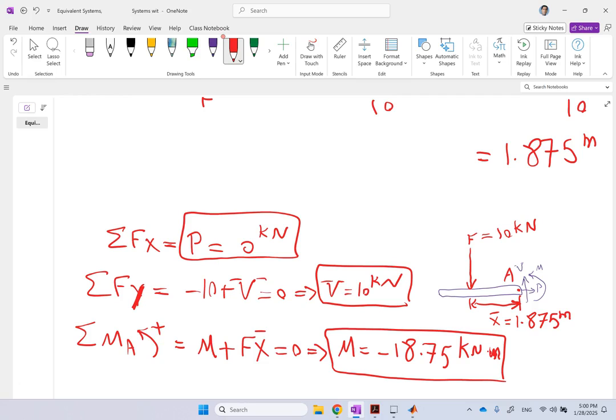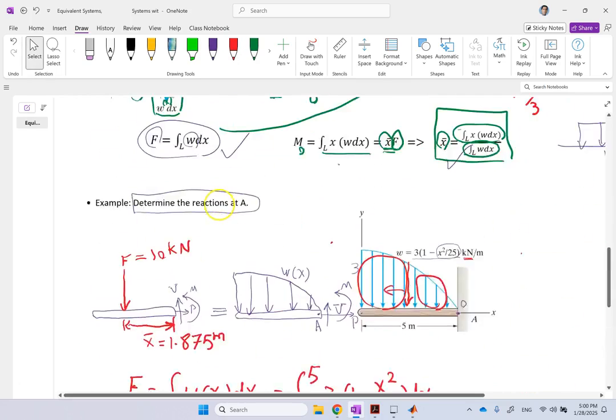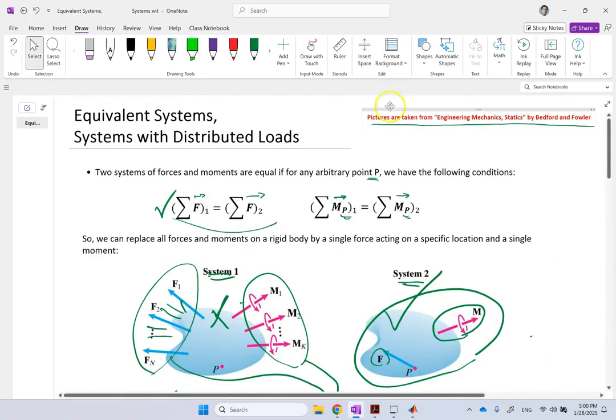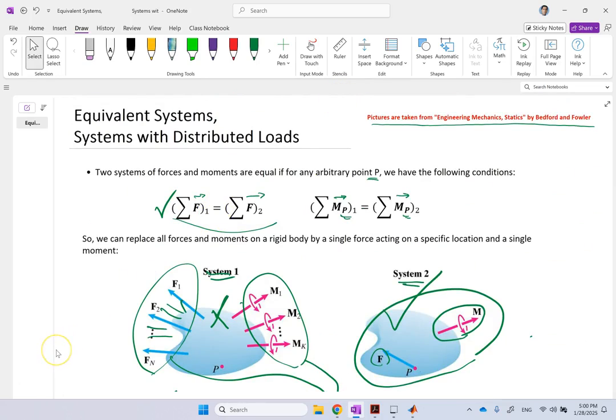So hopefully you see what equivalent systems are, what they're used for, and how to deal with distributed loads in different systems.